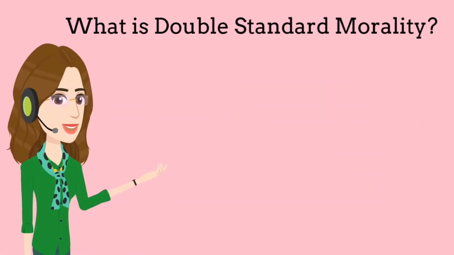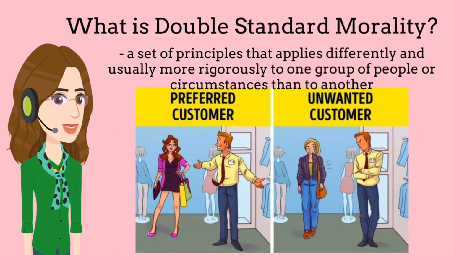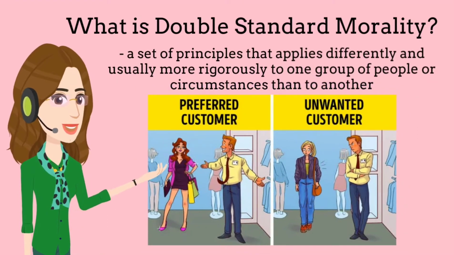So what is double standard morality? I have here some definitions of double standard morality. First, it is a set of principles that applies differently, and usually more rigorously, to one group of people or circumstances than to another. Look at the picture. This is an example of a situation that applies double standard morality. When someone wears nice or stylish clothes, they are the ones who are most noticed, but if someone else is not well dressed, they are simply ignored.